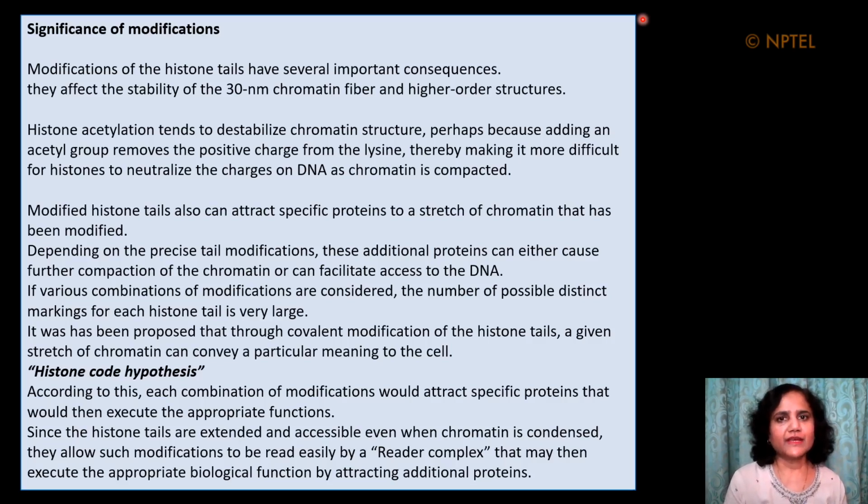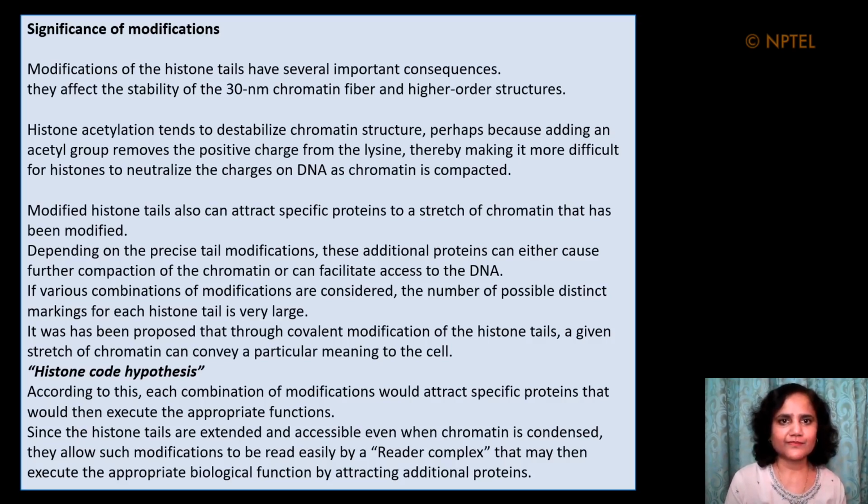Now the histone tails are extended and accessible even when the chromatin is condensed. As I mentioned, they are accessible, they are hanging out of the nucleosome core. So they allow such modifications not only to occur but also to be read by other proteins referred to as the reader complex, that may then execute some appropriate biological function by recruiting other additional proteins.